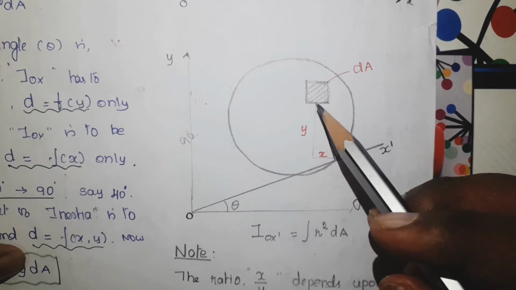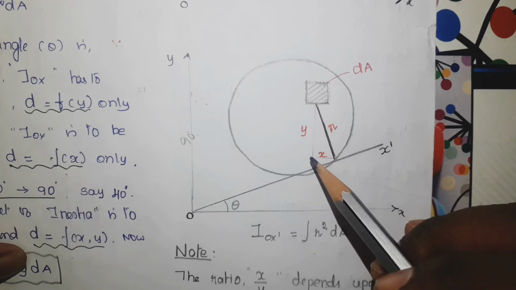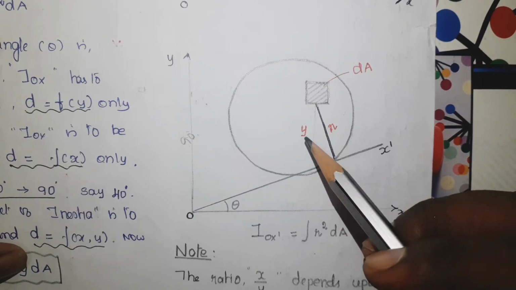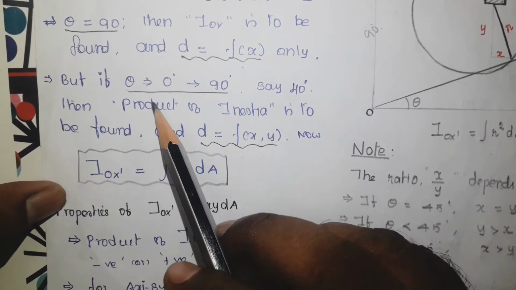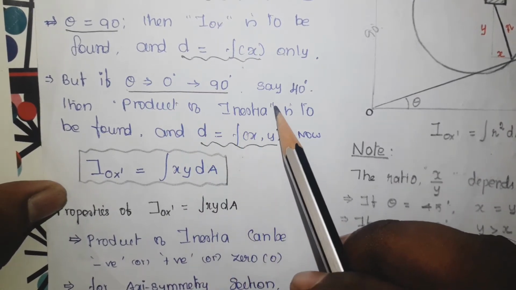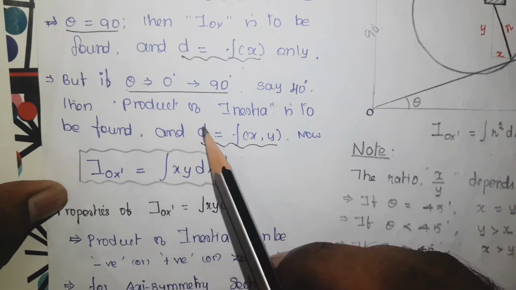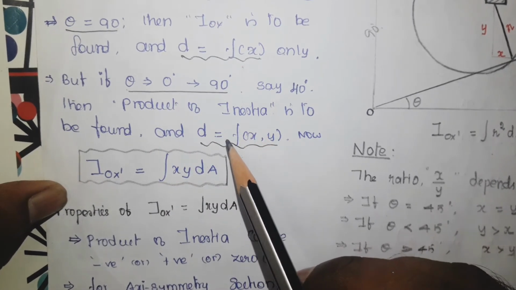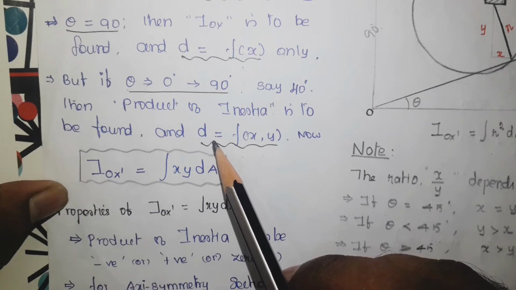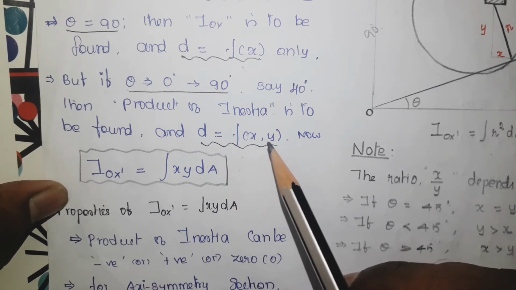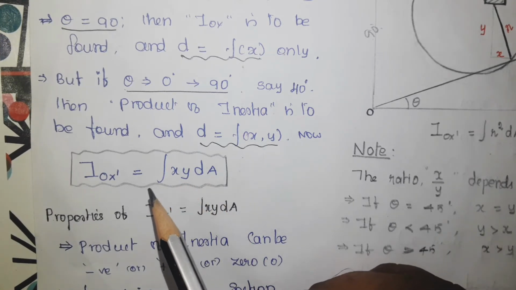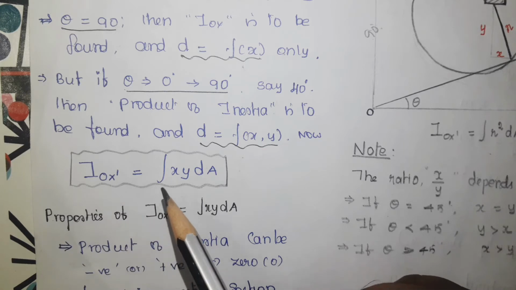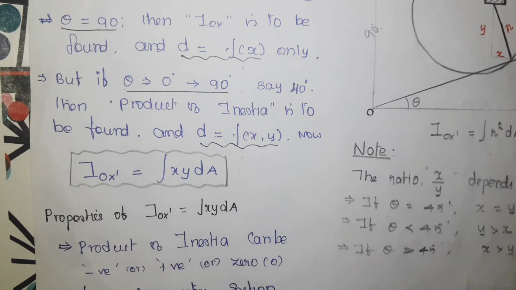Now you see here, this r can be resolved into y as well as x component. So it is evident that this r is a function of both y and x. If the angle is between 0 to 90 degree, let me take 40 degree, then you have to find the product moment of inertia, where the perpendicular distance is a function of both x and y. This is what is known as product moment of inertia, and here is the formula for it: I OX dash, which is equal to the integration of x y dA.